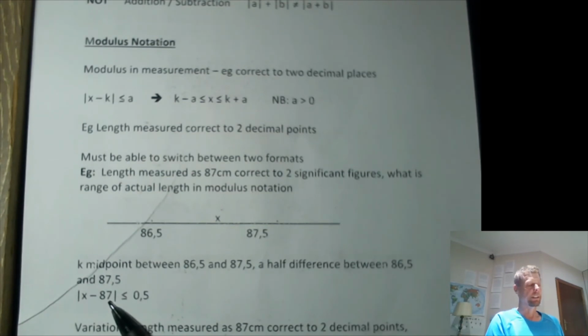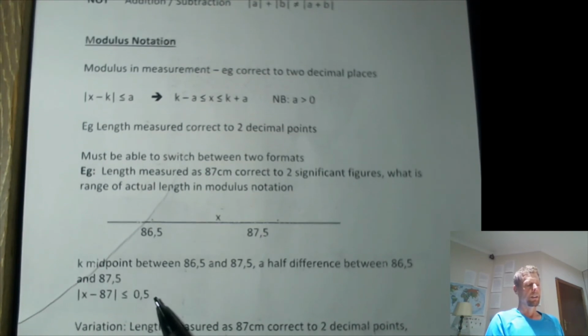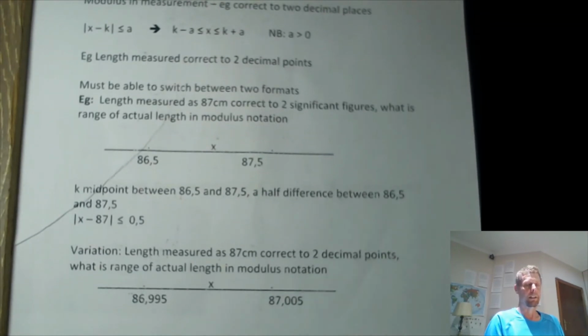Okay, it's actually the measured value that's been rounded off. And so x minus 87 must fall within 0.5, because 0.5 is the threshold for the 2 significant figures. So I hope that helps to explain how it works.